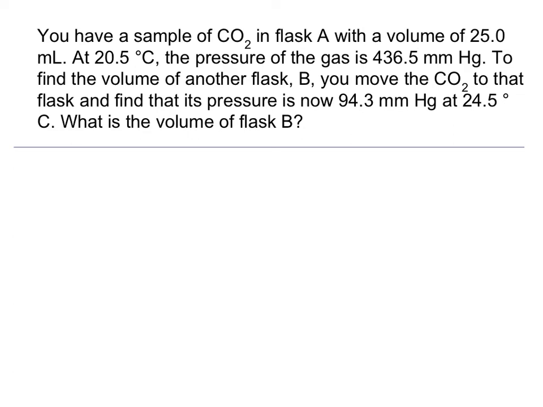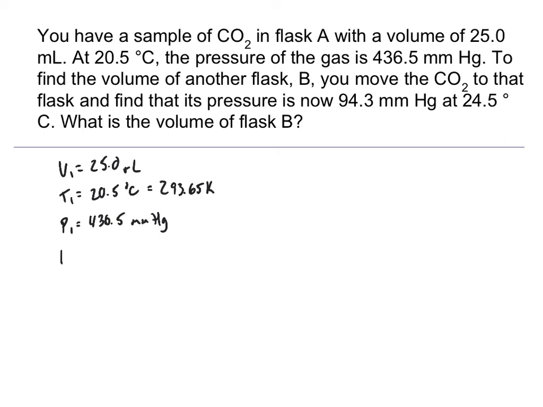Here we have another example in which we have a sample of carbon dioxide in a flask, initially with a volume of 25 milliliters, and at a temperature of 20.5 degrees C, or 293.65 Kelvin, and an initial pressure of 436.5 millimeters mercury. We want to know the volume of another flask, so we move the CO2 over to that flask, which has a pressure of 94.3 millimeters mercury at a temperature of 24.5 degrees C, or 297.65 Kelvin. And so we're looking for the volume of our new flask.